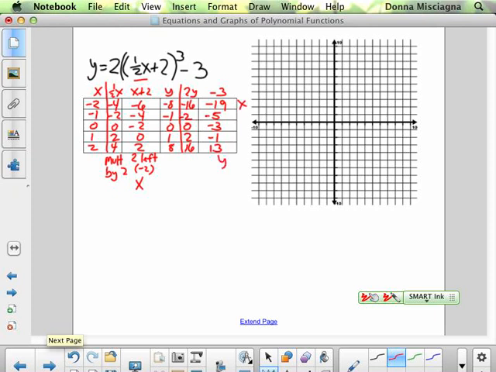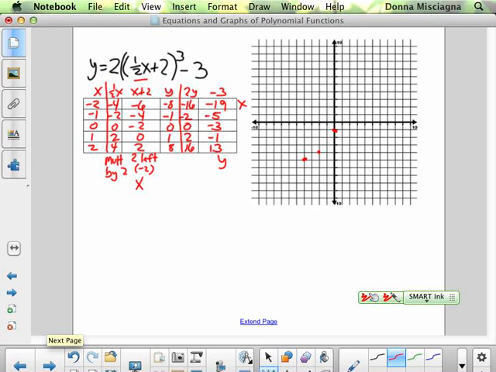So this is our y values. All right, so we have -4, -5. So this is going to go up left to right. -2, -3. And then, so this is stretched horizontally. 0, -1. And 2, 13.